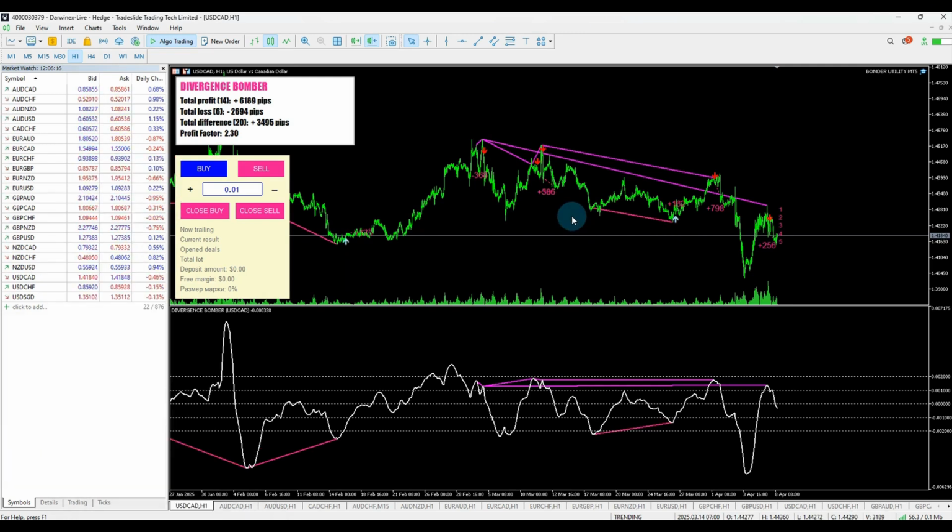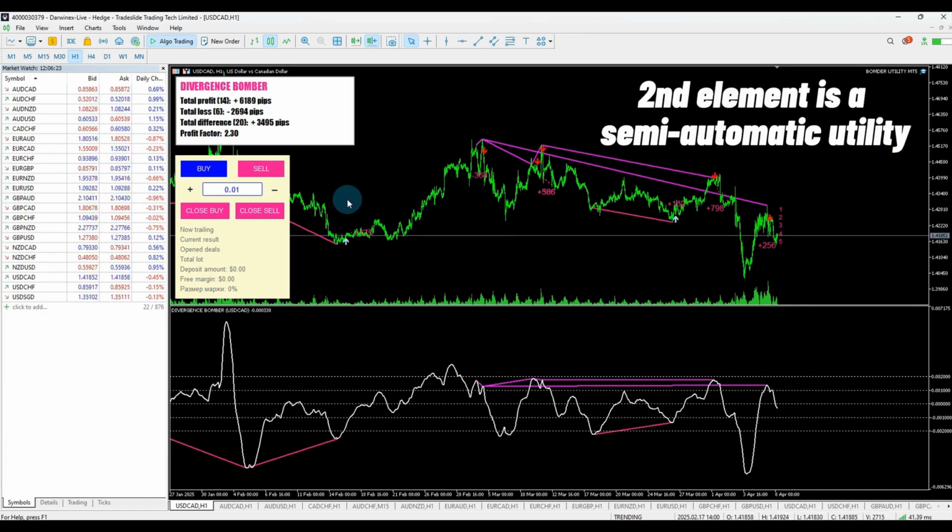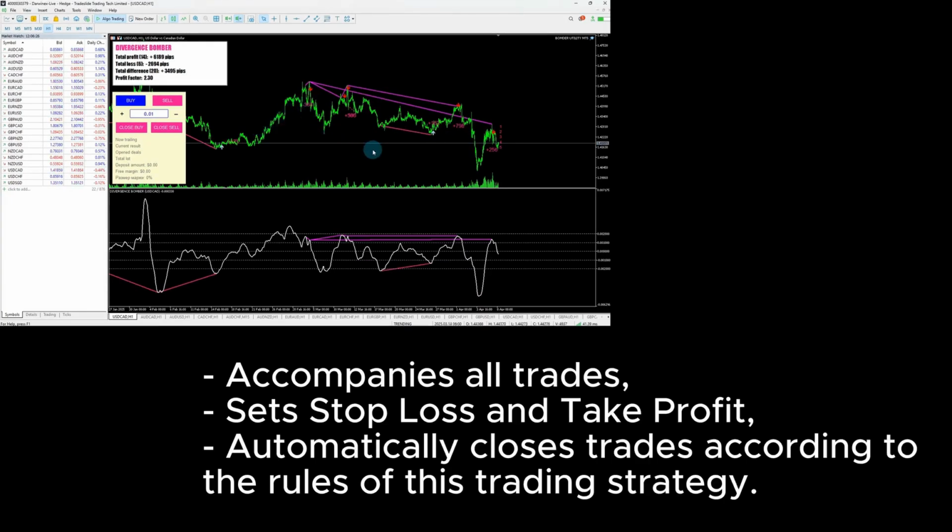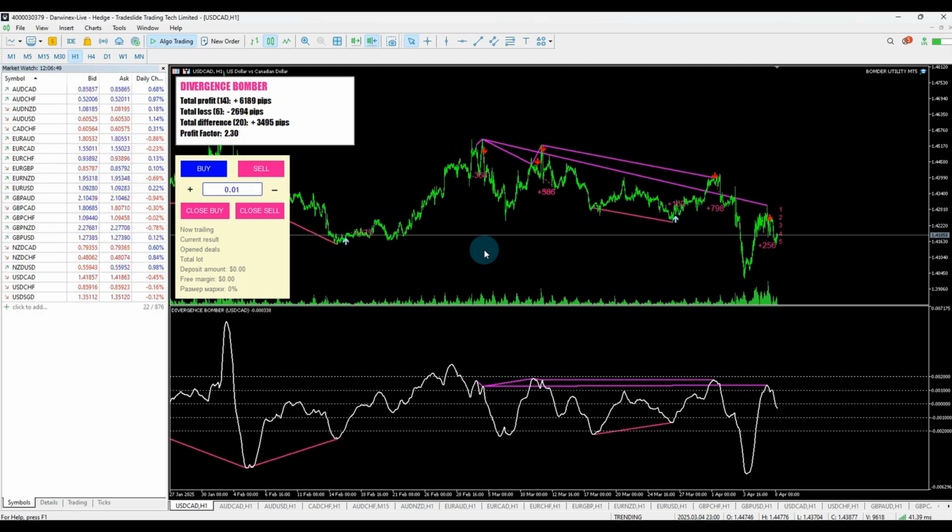Upon receiving such a signal, we make a trade, and then the second element of this system comes into play, namely a utility that manages all trades, automatically sets stop loss and take profit levels for them, and oversees these trades, closing them according to the rules of this trading system. This is how these two elements interact with each other. The indicator searches for and shows us trading signals, while the utility helps us trade.